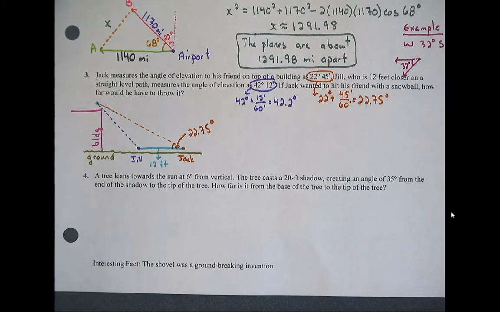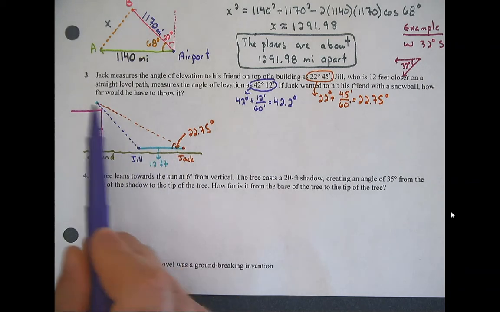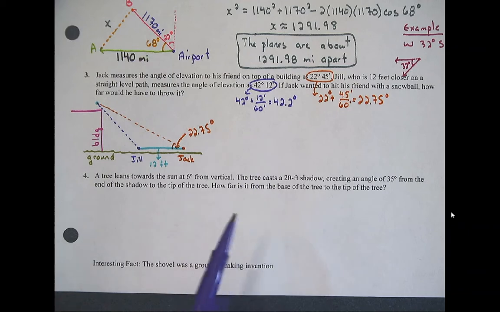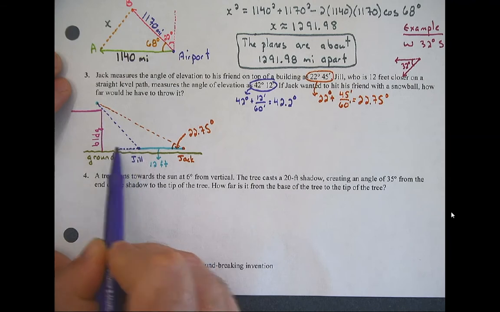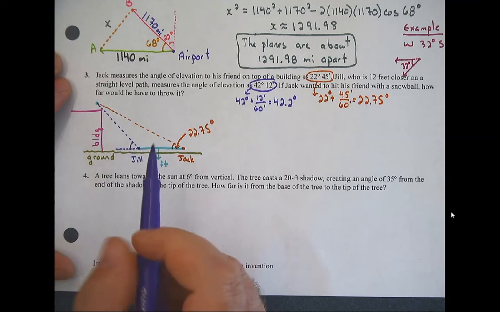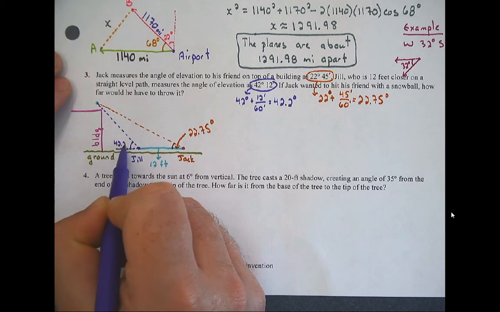Now here's the question. Where is Jill's angle of elevation? It's tempting to write it here because that's in the obvious triangle that we now have. That is incorrect. The angle of elevation is always based off the horizontal and then looking up. So this is her angle of elevation. That's 42.2 degrees.